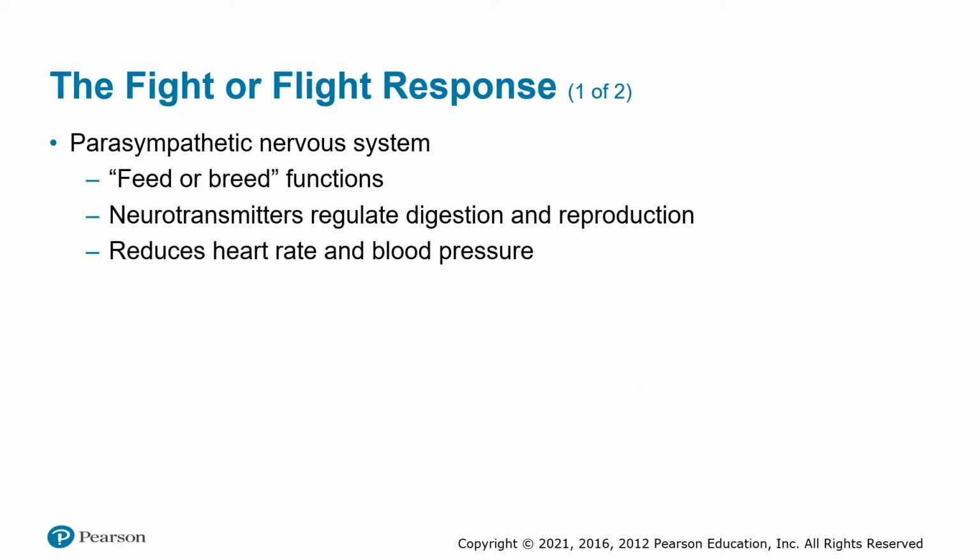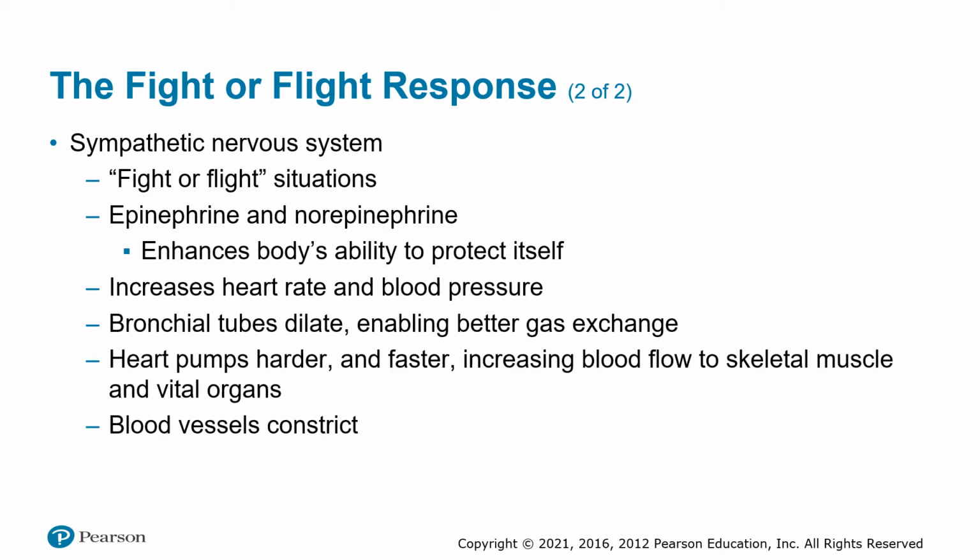Your parasympathetic nervous system is that feed or breed function. Your neurotransmitters regulate digestion and reproduction, and it reduces heart rate and blood pressure. Your sympathetic nervous system is the fight or flight response. It produces epinephrine and norepinephrine. It enhances the body's ability to protect itself. It increases heart rate and blood pressure.